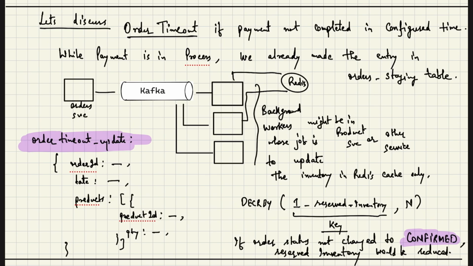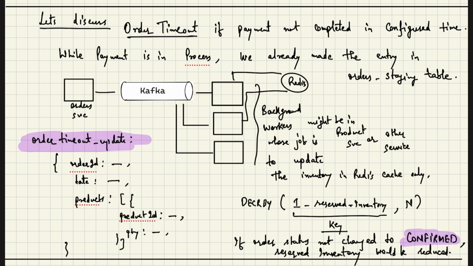What would happen if the payment is not completed in a configured time, right? Now when the payment is in process, we already made the entry in the order staging table that we already discussed, right? For example, this is the order timeout update message. Now let me explain, this is the order service. As soon as we make the entry in this temporary table, we'll send a particular job schedule kind of message in this Kafka as well, right?